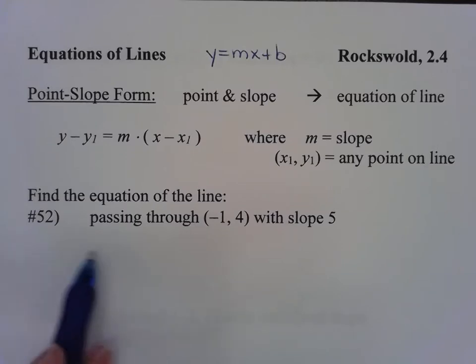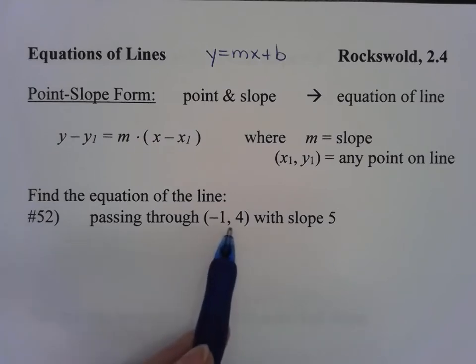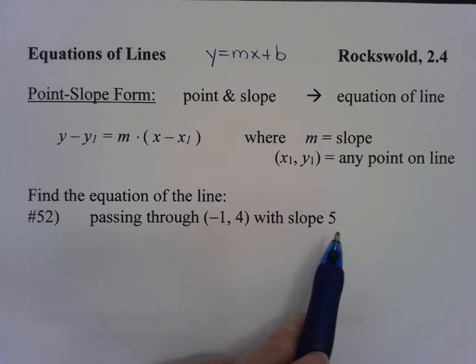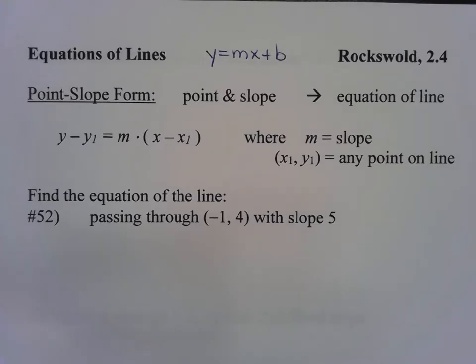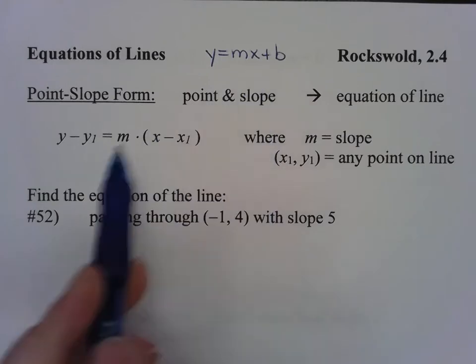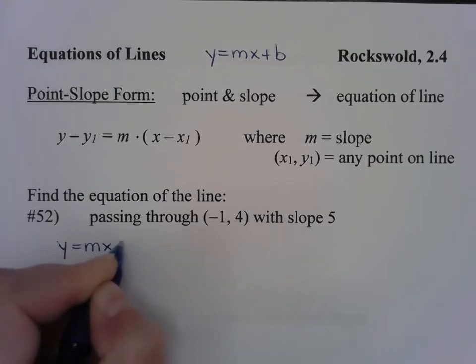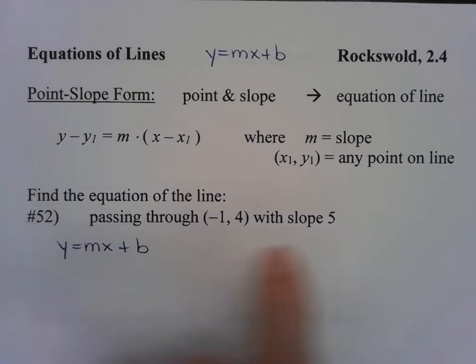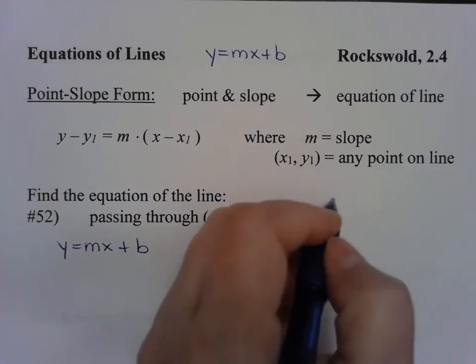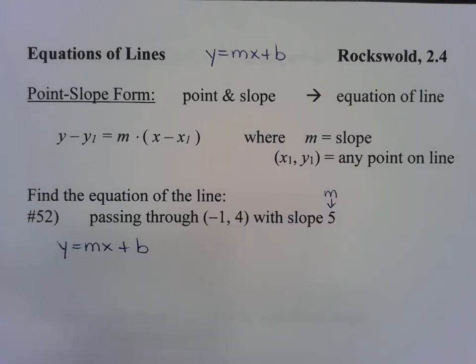Okay, here's the first one. Let's say we want to find the equation of a line that is passing through the point -1, 4 with slope 5. Okay, so we could do it using either of these two tools. I think this time I will use both so you can see what they look like. Okay, so I'll start with the mx plus b format. I already know the slope, so this is my m. So let me go ahead and put that in.